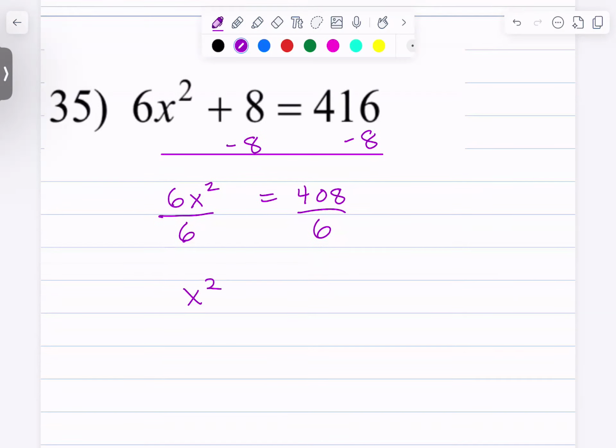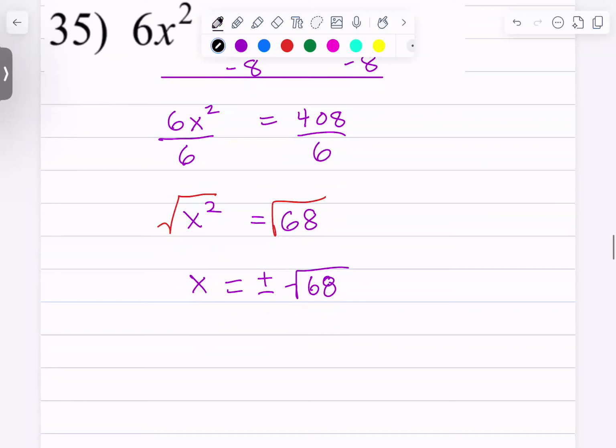So x squared equals 68. And then I'm going to square root it. Square root. When I square root it, x is going to equal plus or minus the square root of 68, right? But I do not want you guys to leave it like that because we can simplify that, I think.